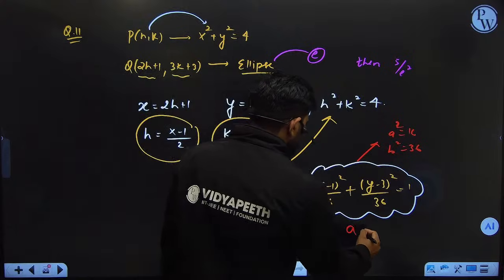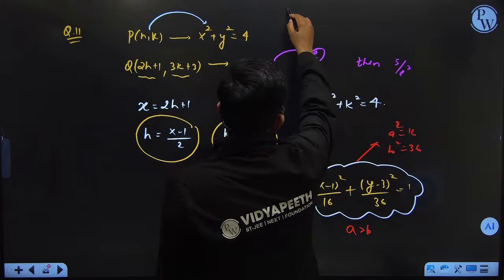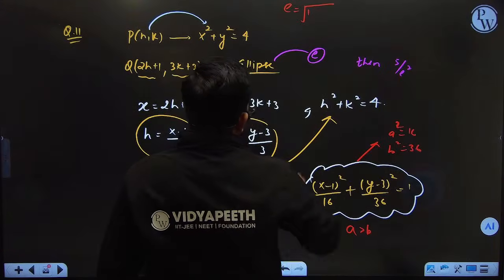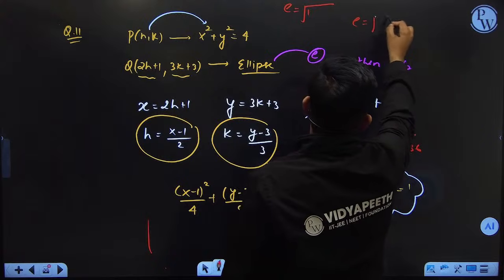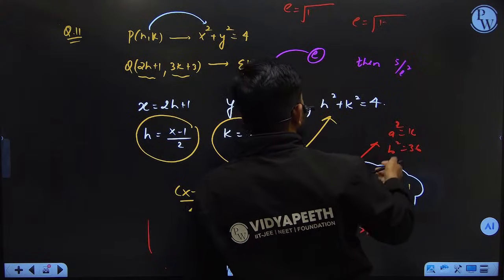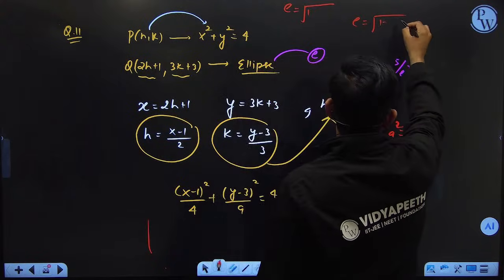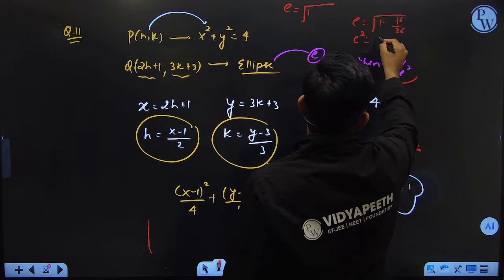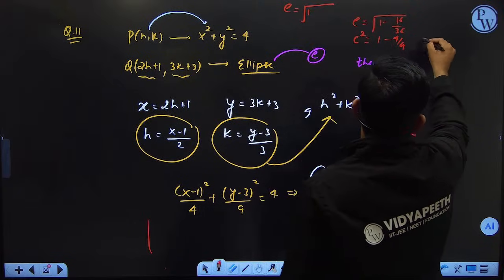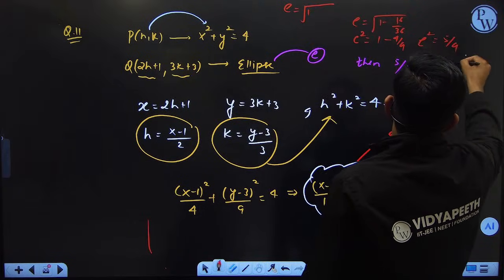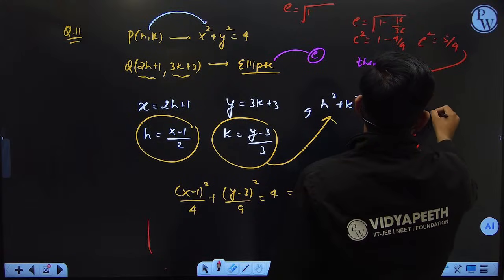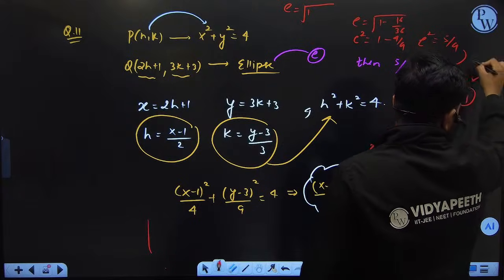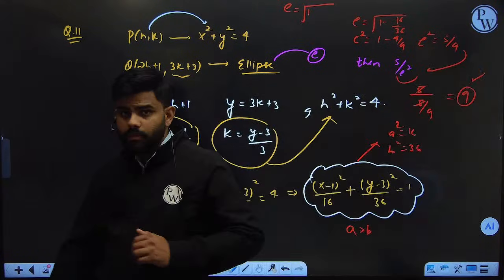Here a is less than b, so the eccentricity will be root over 1 minus a square by b square, and we need e square, so I will square it. So e square is 1 minus 4 by 9, so e square is 5 by 9. Put e square here, so the final answer is going to be 9.